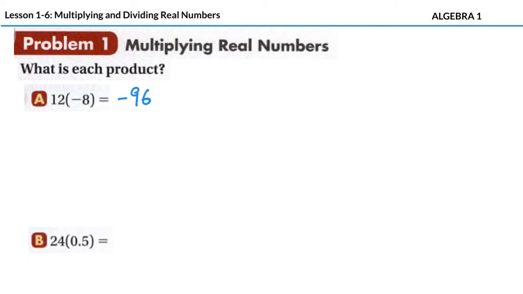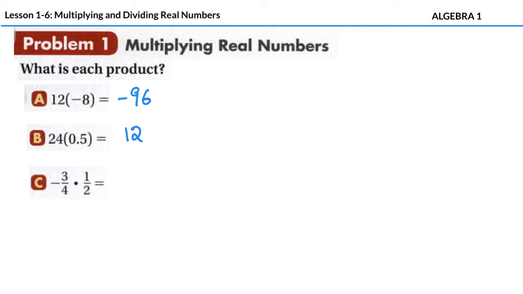Let's try this. 24 times 0.5. Is the product going to be positive or negative? Make a guess. It's going to be positive because both numbers are positive. So 24 times 0.5 is 12. Okay, let's move on and try another one.